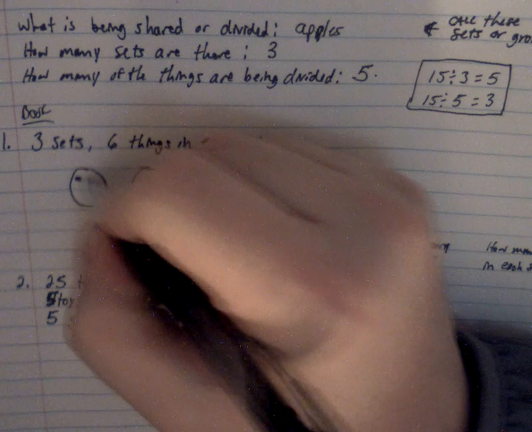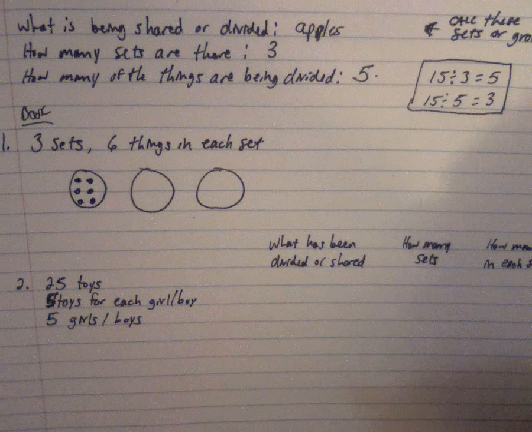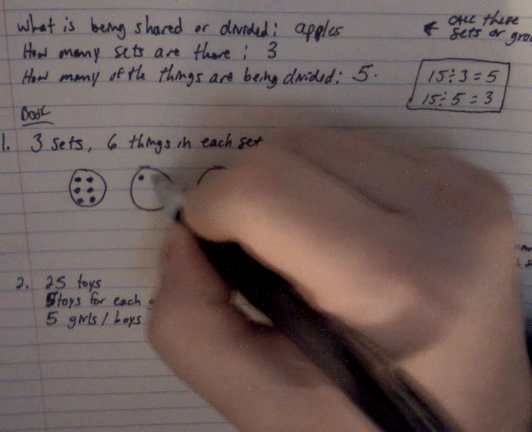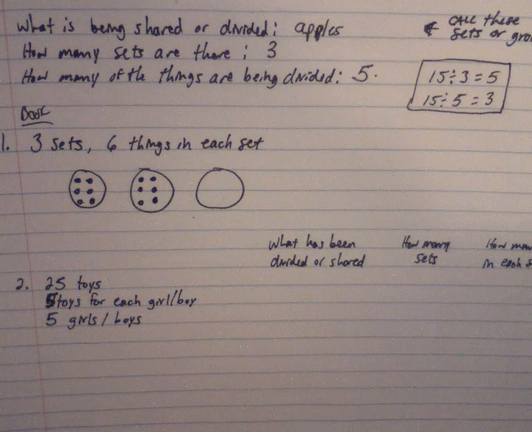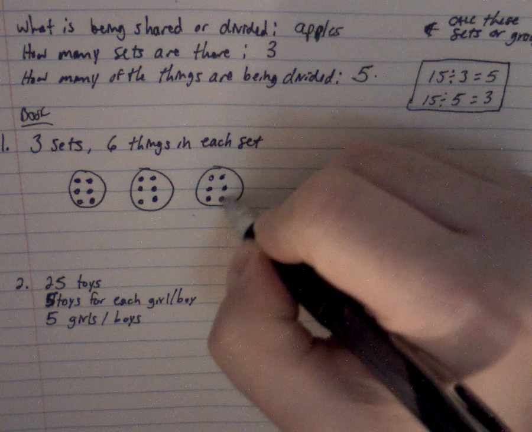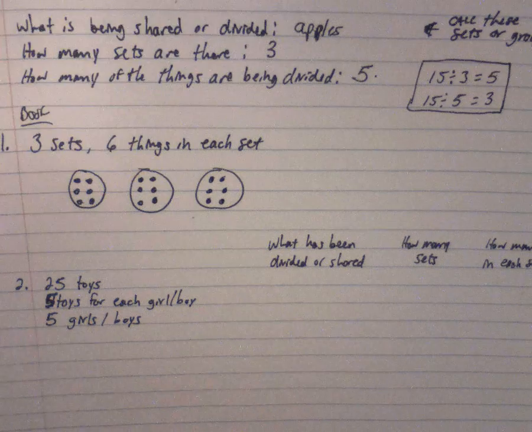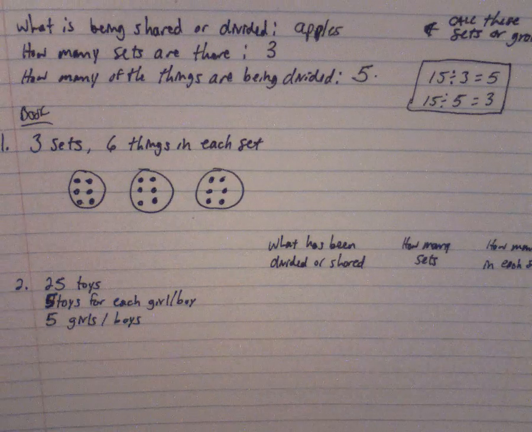So 6. 1, 2, 3, 4, 5, 6. And 6. And 6. That's what you're going to see, guys. We're just dividing things up.